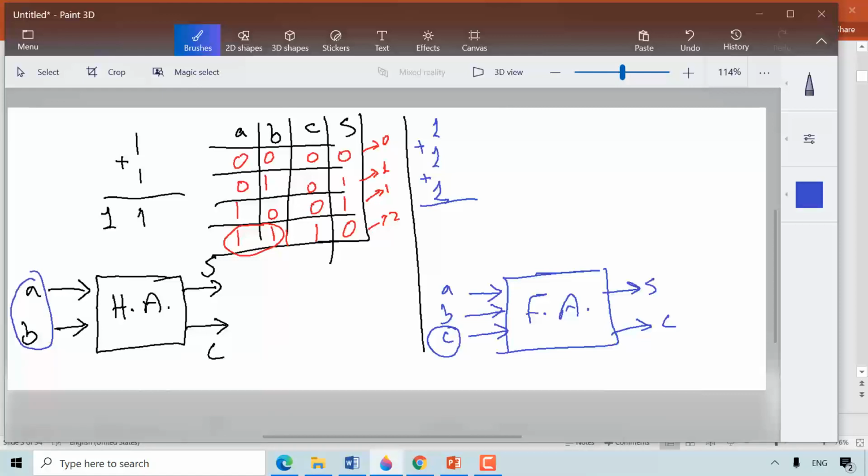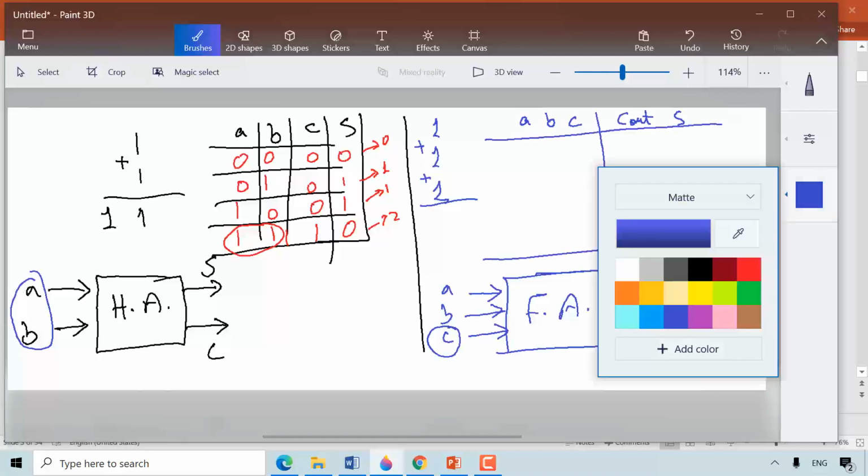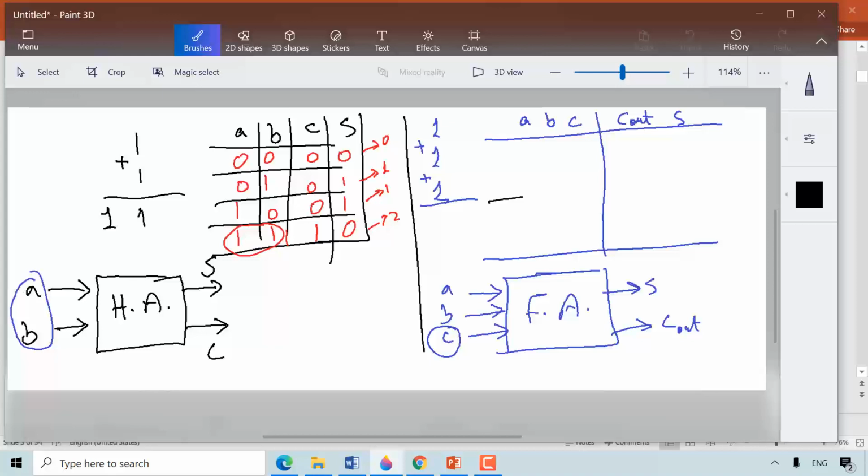Now, if you look at the truth table for this, this is A, B, C, and the sum and the carry out. Sorry, so this is carry out, and this is C out and sum. So this is the truth table here. Okay, so let's see if I can get this thing.